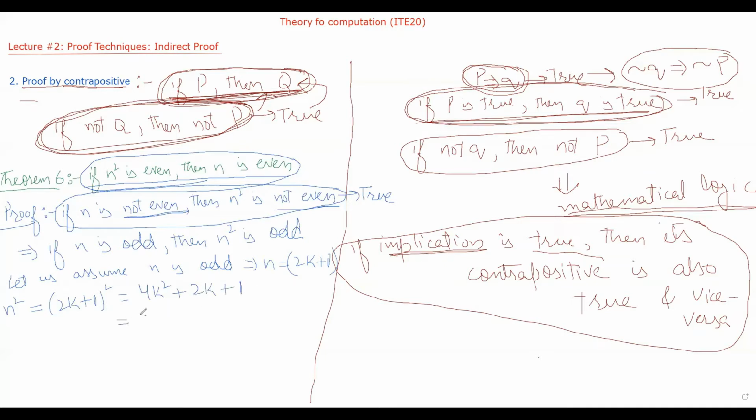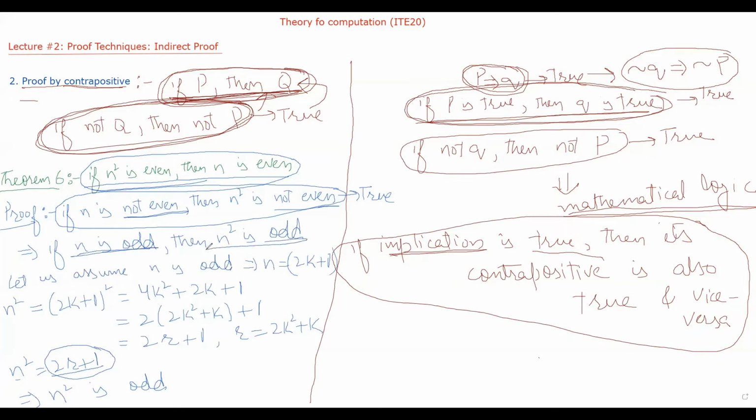And this can be written as twice (2k square plus k) plus 1, or we can write it as twice r plus 1, where r is equal to 2k square plus k, an integer. So n square is equal to 2r plus 1. Since n square is equal to 2r plus 1, that will imply n square is odd, because every odd number can be written in this particular format. So we have proved that if n is odd, then n square is odd.